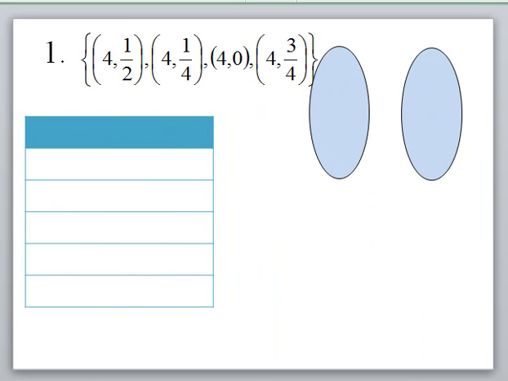Let's do one more example like this. Let's see if you guys can create a table, a mapping diagram, and then graph the function. So pause it, go ahead and try that out, see if you can come up with the answer.